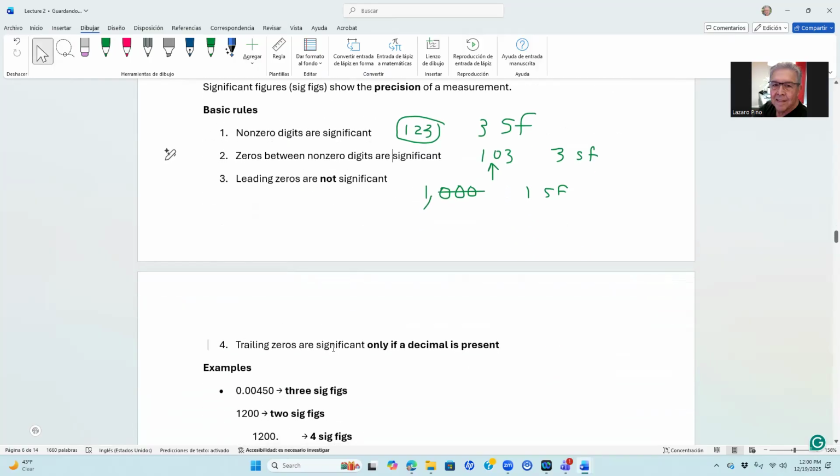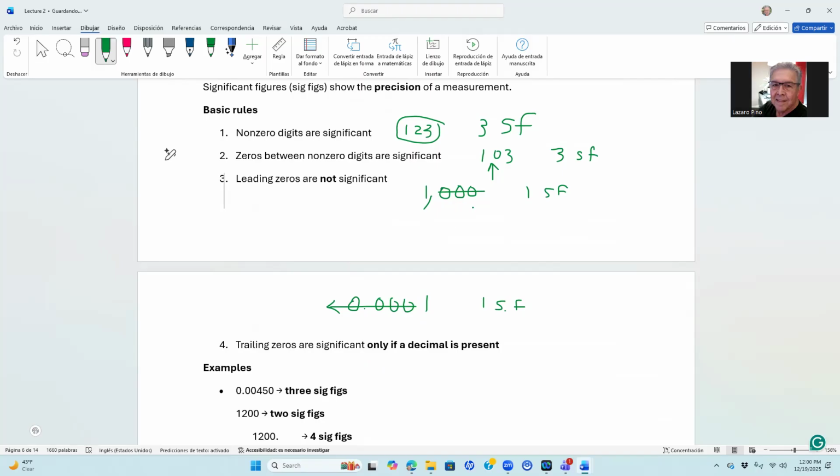And trailing zeros are significant only if a decimal is present. Let me tell you something here. For example, when you have 0.0001, these zeros to the left are not significant. This number has only one significant figure.